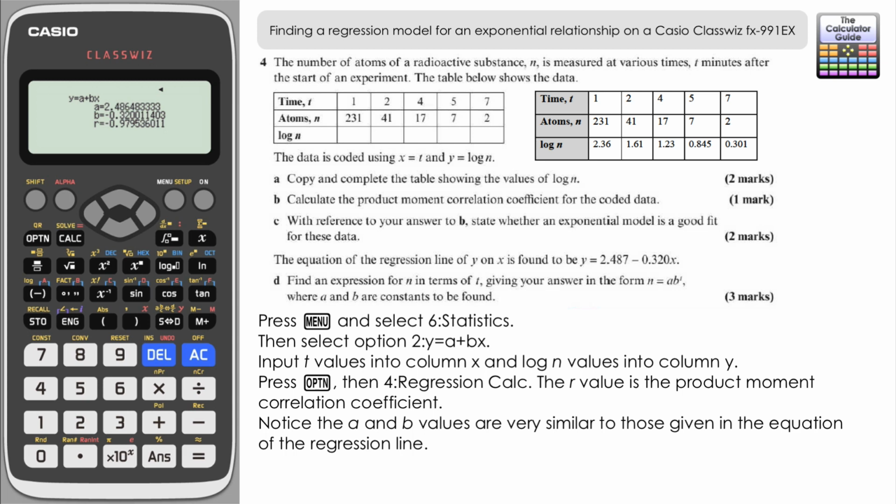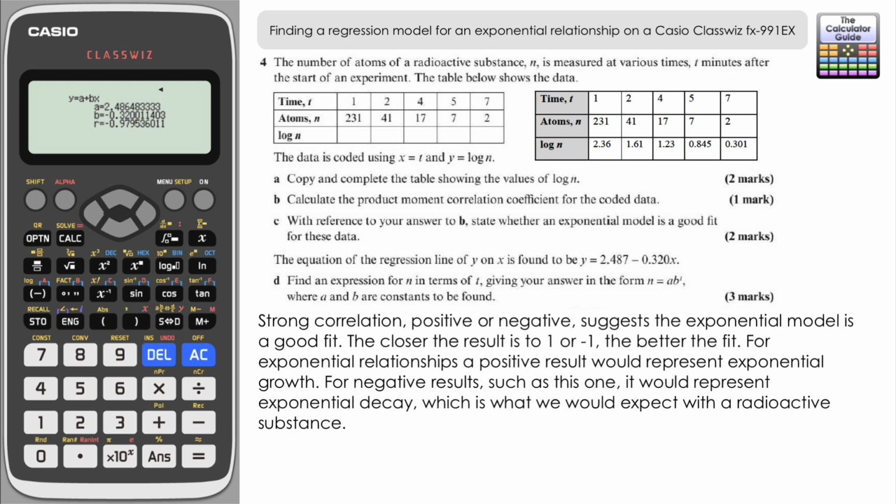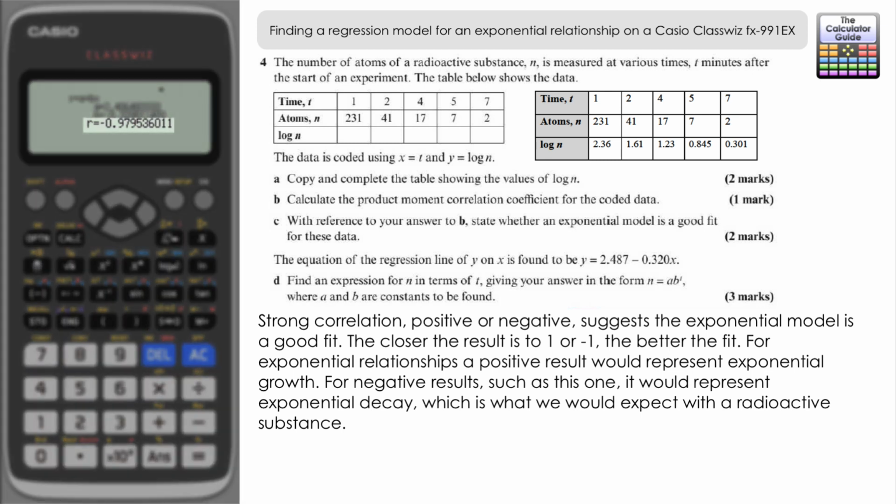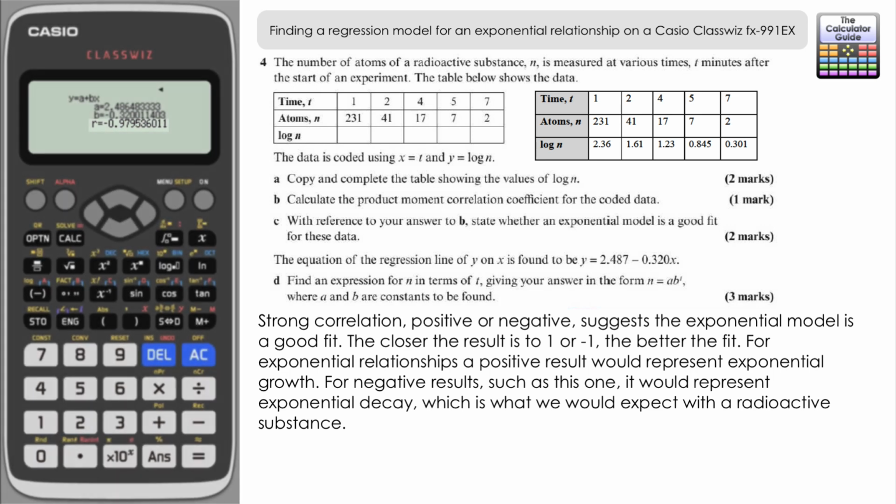Okay, so for part C: with reference to your answer to B, state whether an exponential model is a good fit for these data. Well, let's just have a think about what we've done. We've coded the data from its original relationship, and that's produced a linear relationship between x and y. And if we have a look at the correlation coefficient, we've got minus 0.98, and that represents a very strong negative correlation. So the two are very strongly negatively correlated.